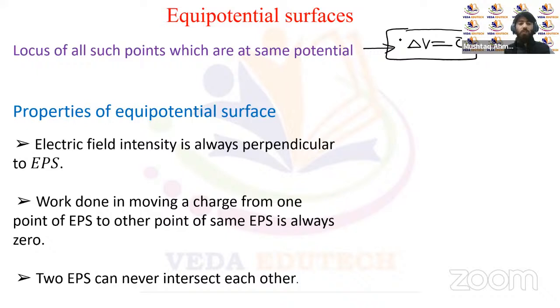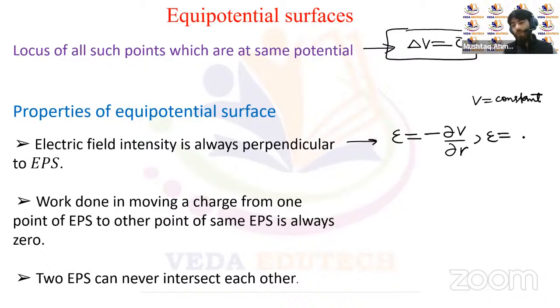One important property is that we know there's a relationship between the electric field vector and the potential difference, that is E is equal to minus dV upon dR. It means that in a space or region, if there is a change in potential, then definitely electric field exists. If V is constant, the derivative of a constant is 0, so the electric field will be equal to 0. Since each and every point on the equipotential surface is at constant potential, the potential difference is 0.